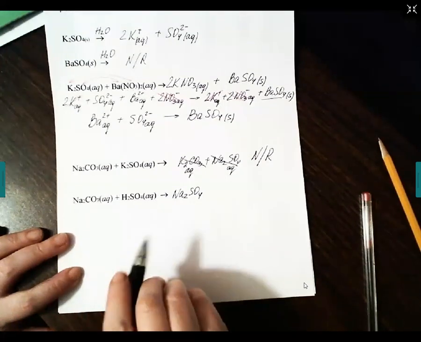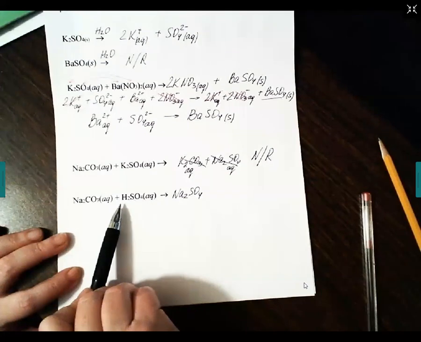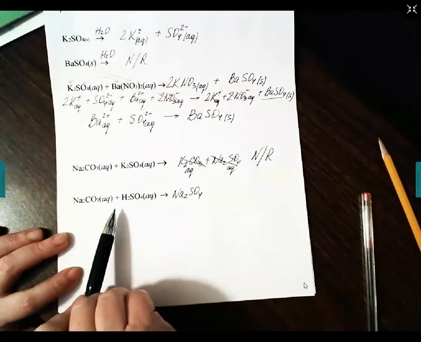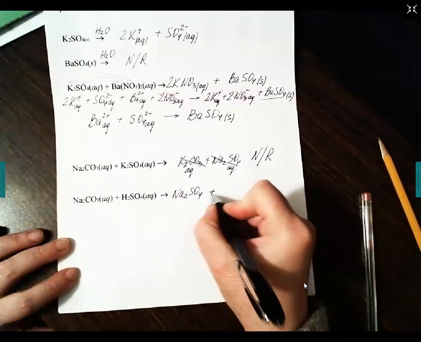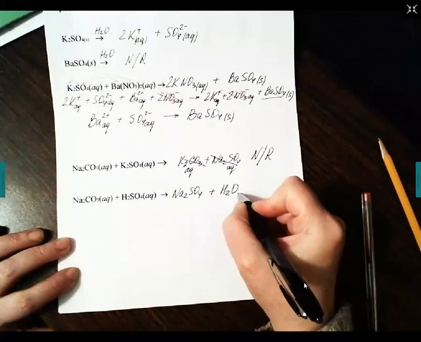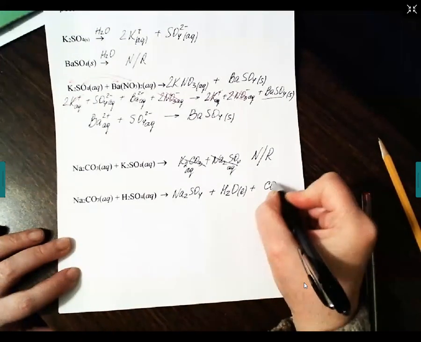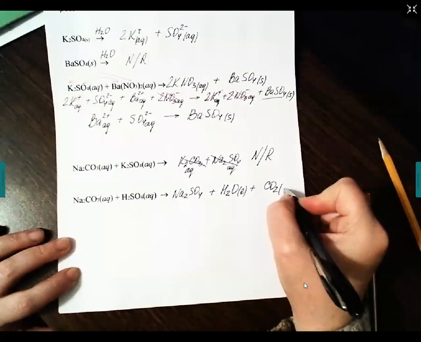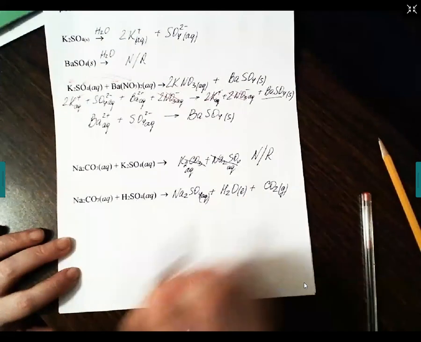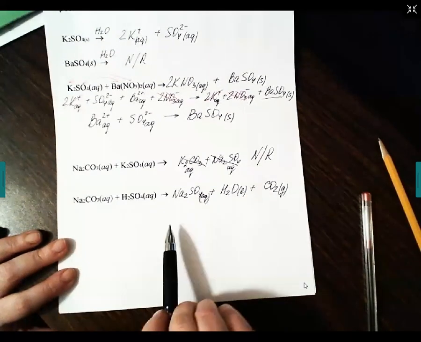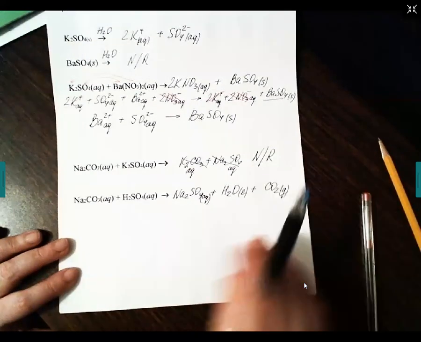And hypothetically, we should have carbonic acid, H2CO3. But we know that carbonic acid is very unstable and it immediately decomposes and gives us liquid water and carbon dioxide gas. And this is soluble. So in this case, we have 3 products. One is liquid, one is gas, so we do have a reaction.